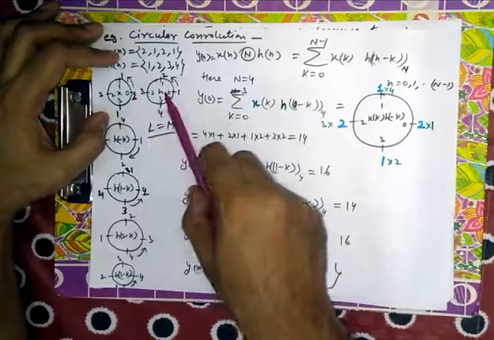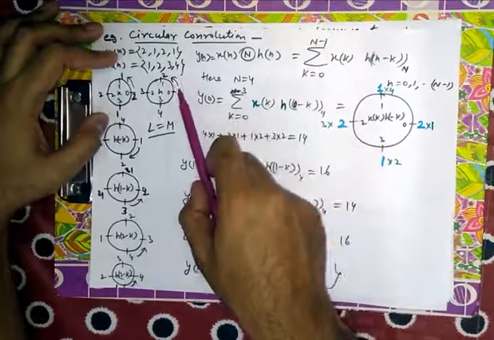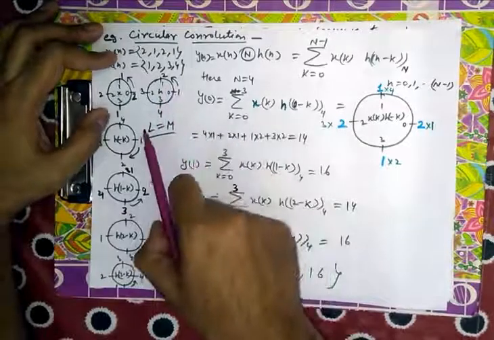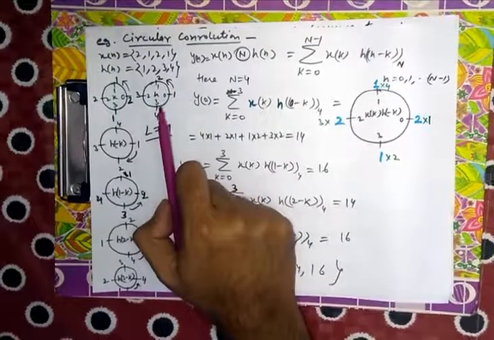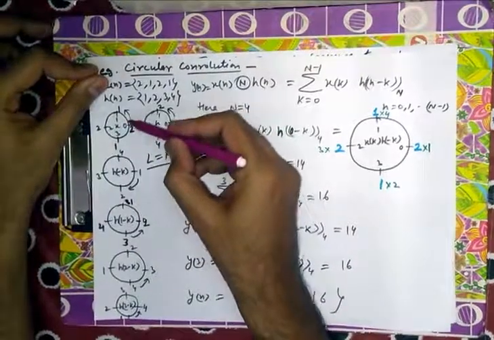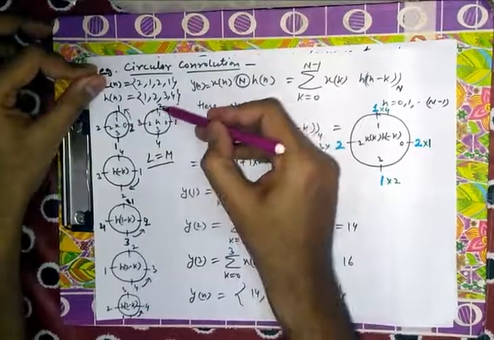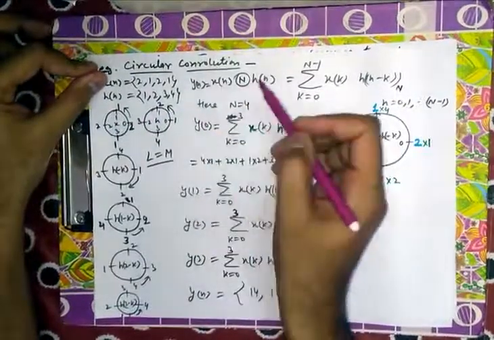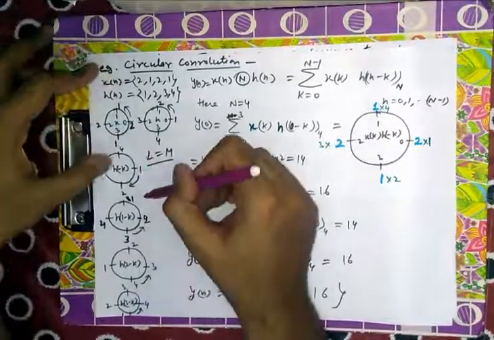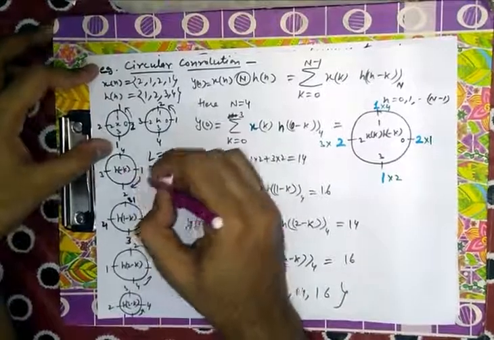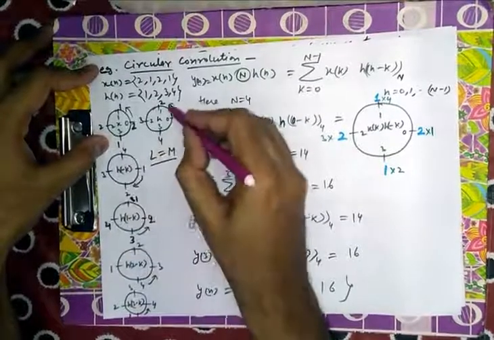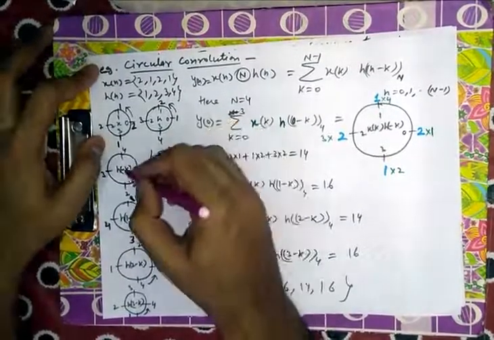And for the sequence H, it is 1, 2, 3, 4 in the forward direction. Positions are 0, 1, 2, 3. So we will plot the functions on the circle. Now the first step is again the same, folding. We will fold the signal H, and folding in circular convolution is nothing but plotting the signal in the opposite direction. 1, 2, 3, 4 in the opposite direction, clockwise instead of anti-clockwise, and it is h(minus k).